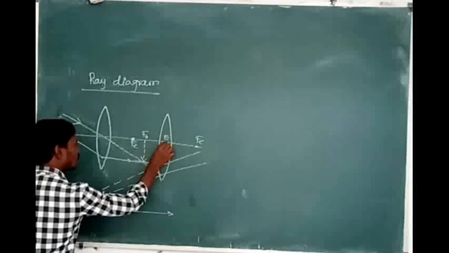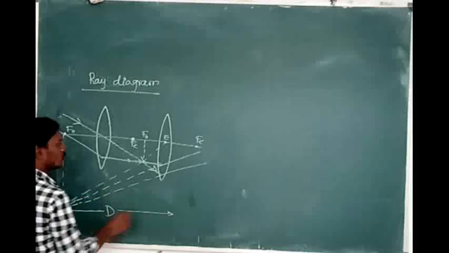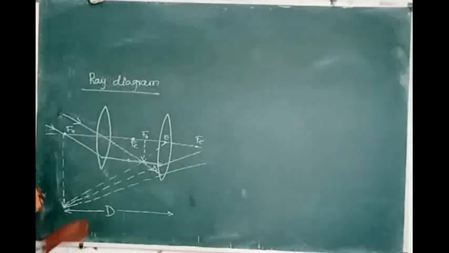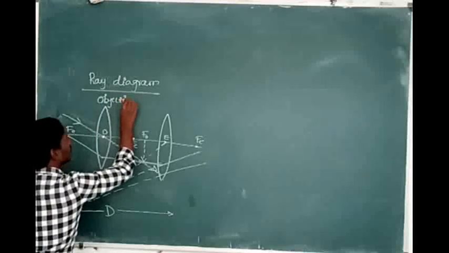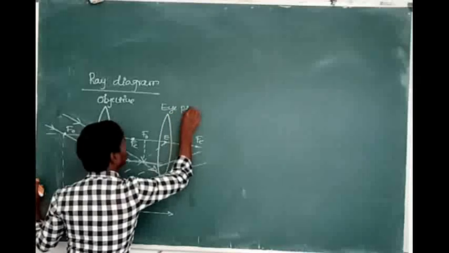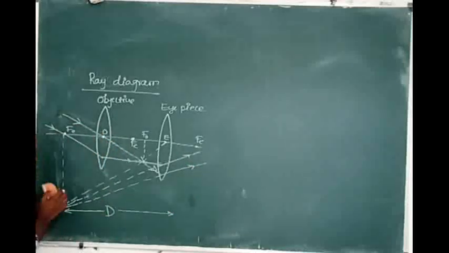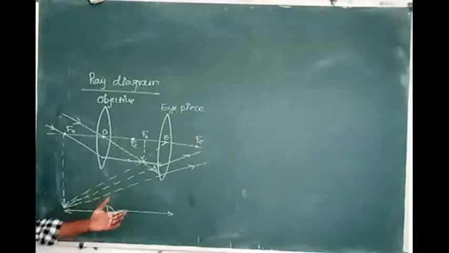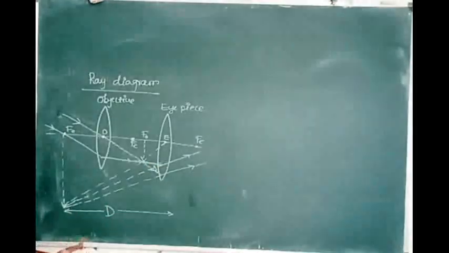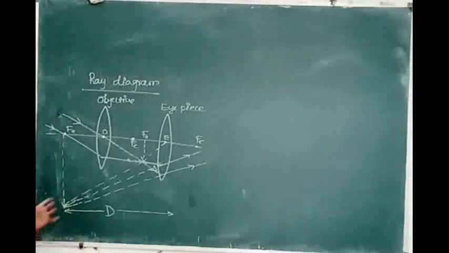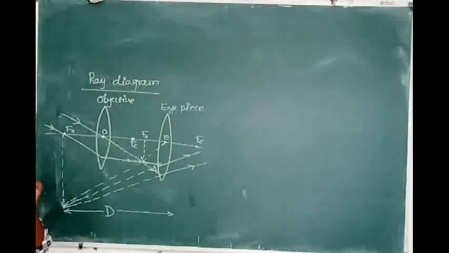And I will take one more ray, that is from the optical center. Now we are going to label the optical center of the objective, that can be taken as O, and it is an objective, and it is an eyepiece. Now these two refracted rays appear to come from a point. At that point the final image is formed. At which point is the image formed here? That is called the near point. And the distance of the near point from the eye is called the least distance of distinct vision. At that distance we get the clear image of the object. But here the image formed by the astronomical telescope is always real, inverted.